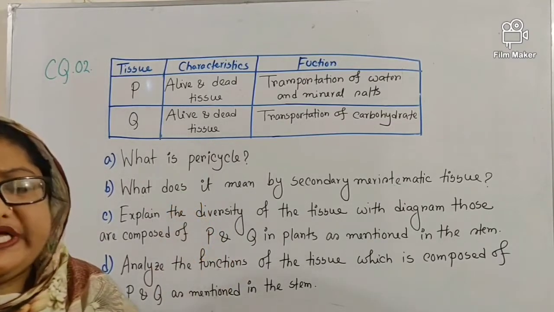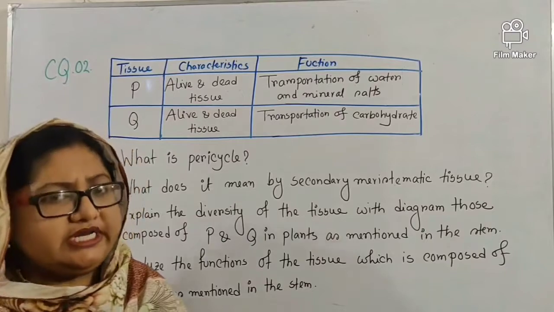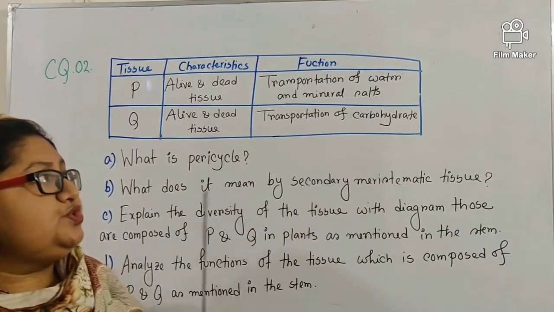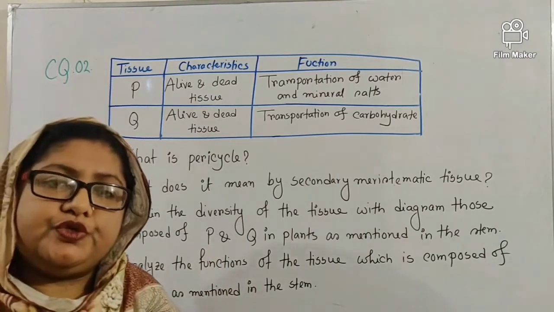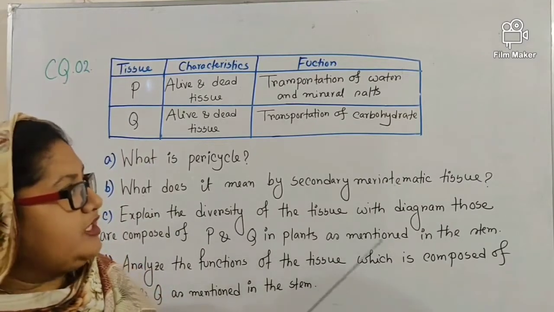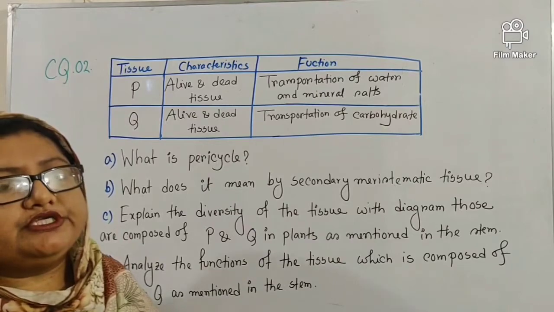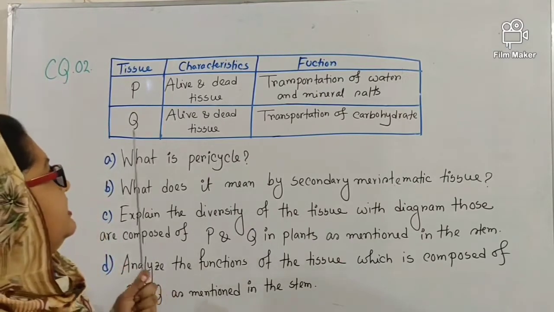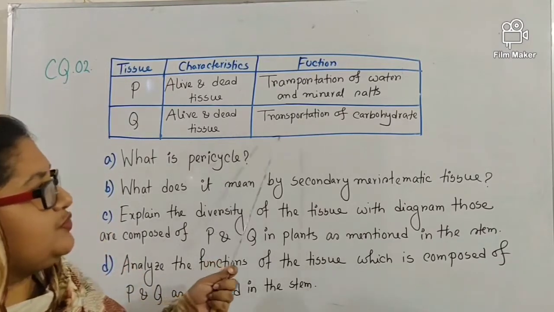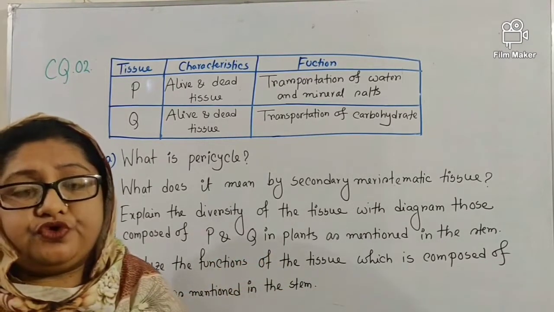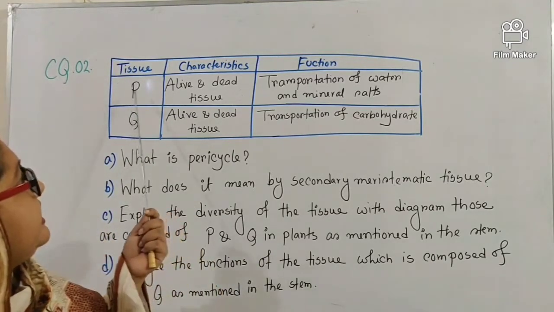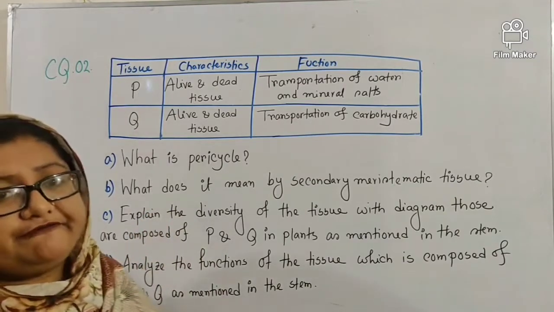P is a kind of tissue that may be alive or dead. You know, there are two types of complex tissue. One of them helps to transport the water and minerals from root to different parts of the plant, especially to the leaves for preparation of food. On the other hand, Q is another type of tissue, that is phloem tissue, that helps to transport the carbohydrate type of food or the prepared food from leaves to different parts of the plant. So P indicates xylem and Q indicates phloem.